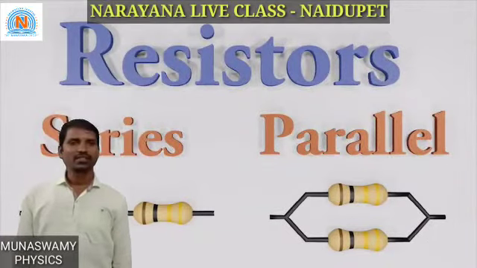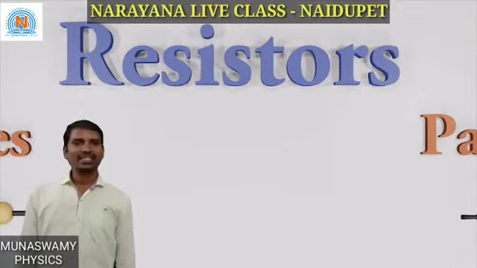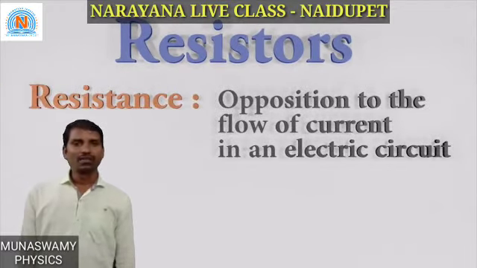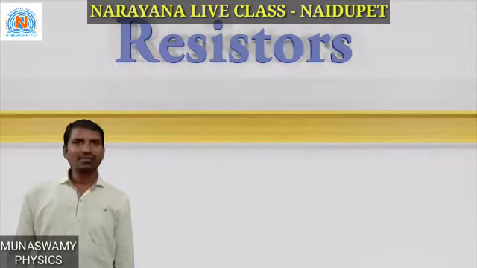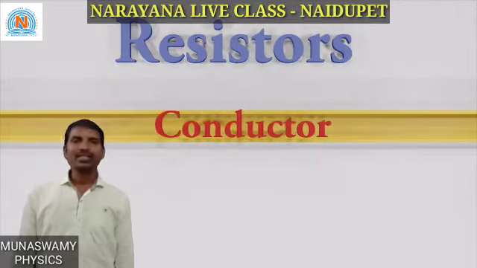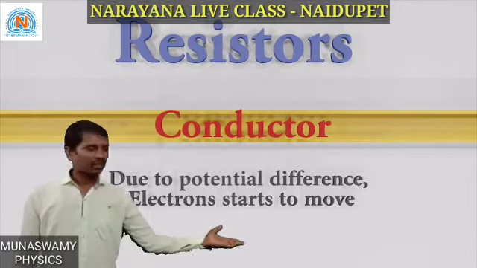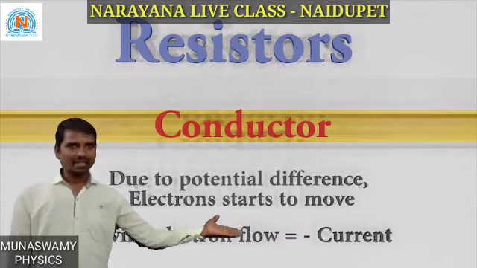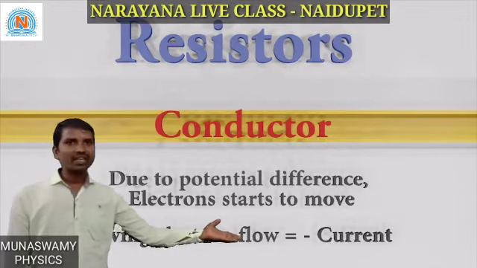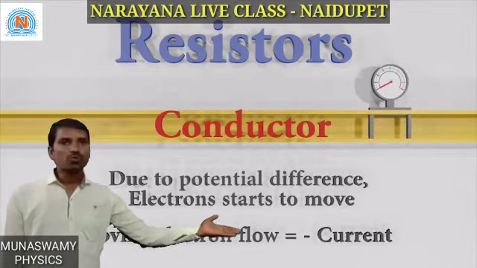Very good morning, students. Today we are going to discuss resistors. We know resistance is nothing but the opposition to the flow of current in an electric circuit. So resistance limits the flow of electrons through a circuit. If you take a conductor, that conductor is a zero resistance conductor. So due to potential difference, the electrons start to move.